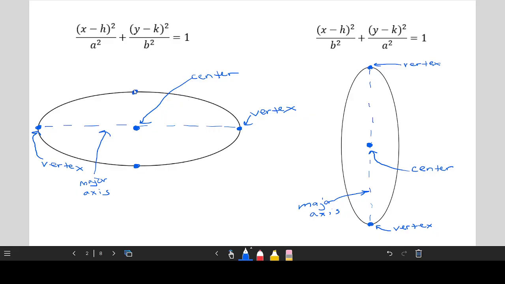Some books call these co-vertices. Our book doesn't really name them, but the segment that connects those points, going through the center but in the short direction, is called the minor axis, since it's the shorter one.